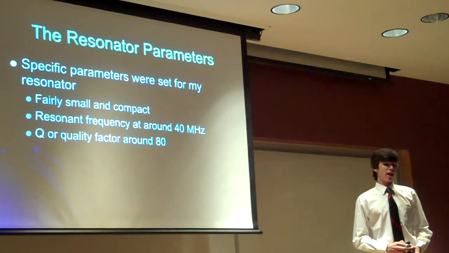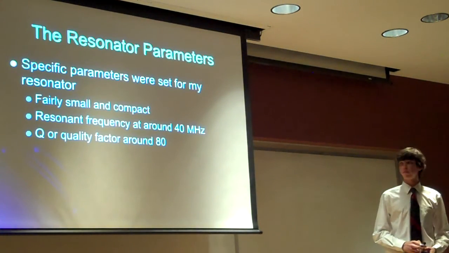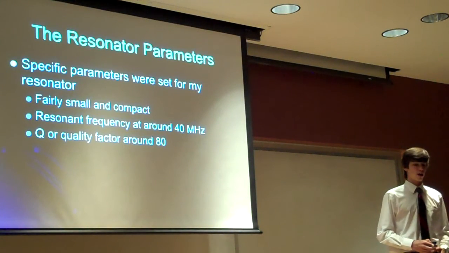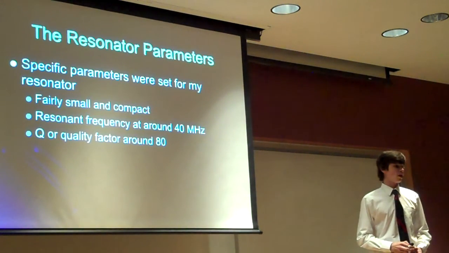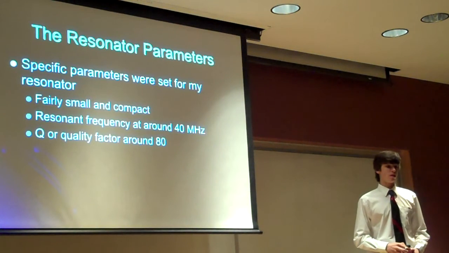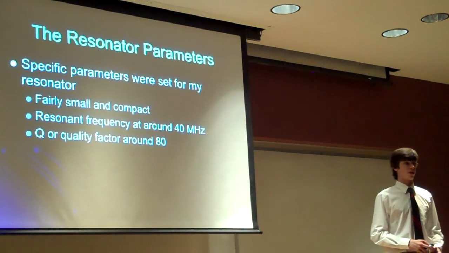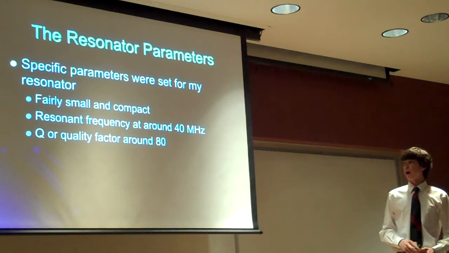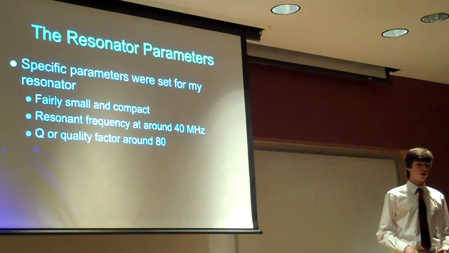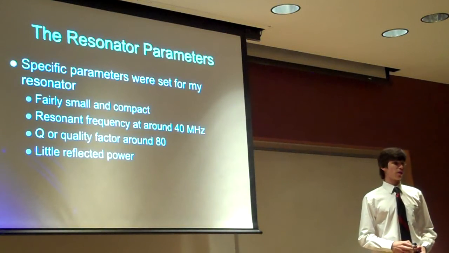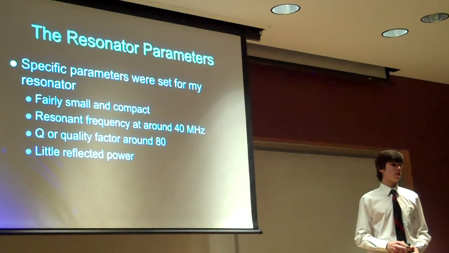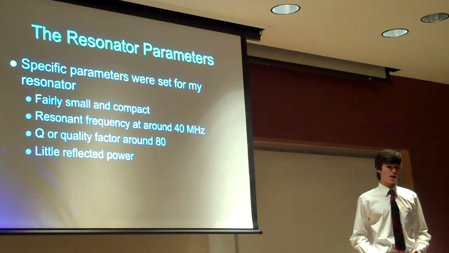We also want a high Q, or quality factor, aiming for around 80. The Q is determined by the resistance that the resonator has. So in an ideal situation, there'd be no resistance and the Q would be infinite, but that's not possible. So we want a high Q, and we were aiming around 80-ish. And then we want little reflected power. So power goes in, we don't want to see it come back. We want it to go through.